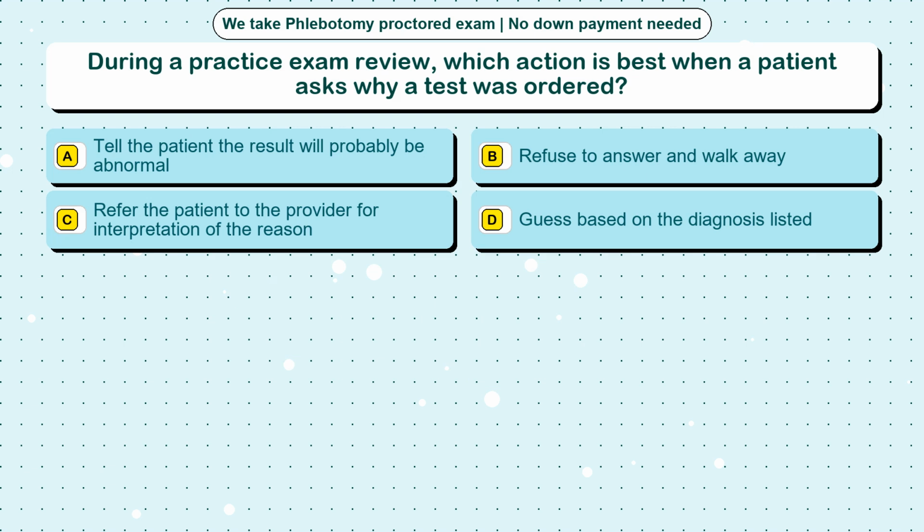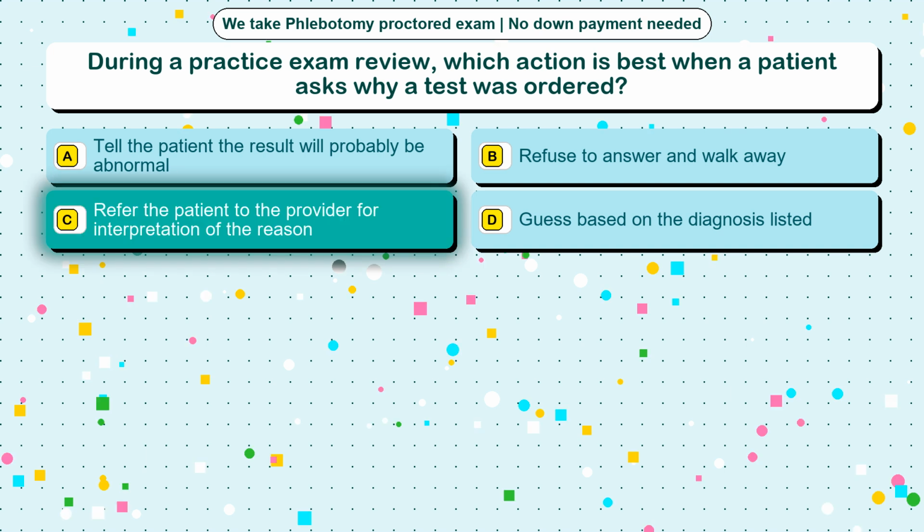Question 1. During a practice exam review, which action is best when a patient asks why a test was ordered? Option A. Tell the patient the result will probably be abnormal. Option B. Refuse to answer and walk away. Option C. Refer the patient to the provider for interpretation of the reason. Option D. Guess based on the diagnosis listed.